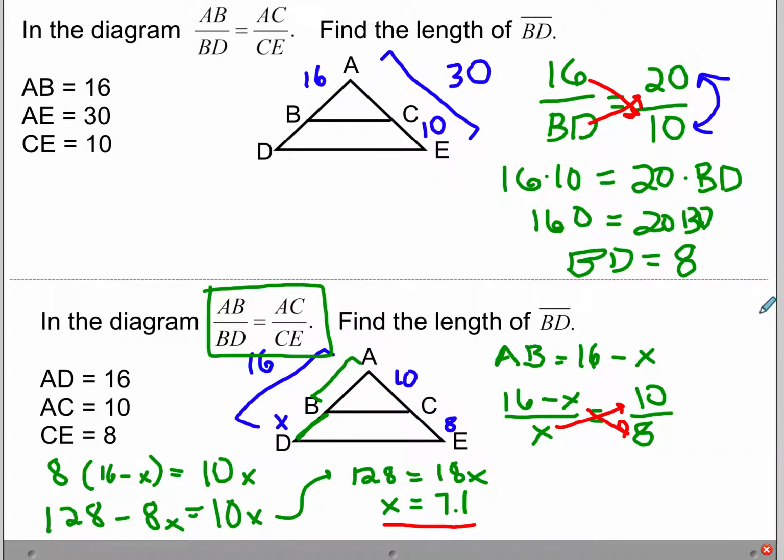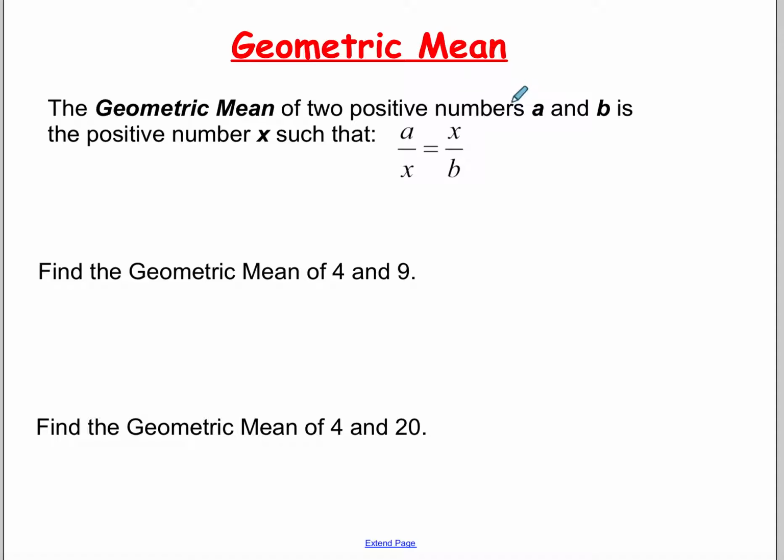So let's continue right along. Last slide really quickly. Geometric mean. The geometric mean of two positive numbers a and b is the positive number x such that a over x equals x over b. So a geometric mean is the special position in a proportion where we have a and b, and in a proportion that x value goes both here and here. It occupies both of these spots in this proportion.